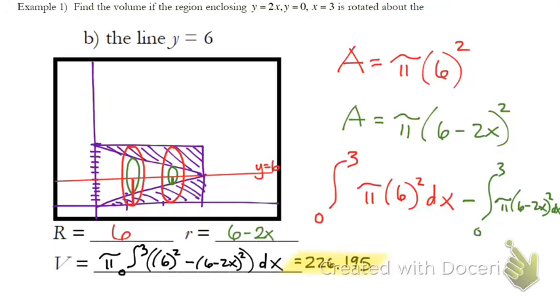Sorry, in that last video, it accidentally stopped recording, so it didn't get the answer for you. The answer was 226.195. So make sure you got that, and then we'll move on to the next example.